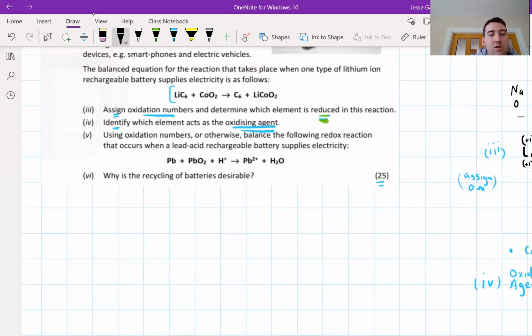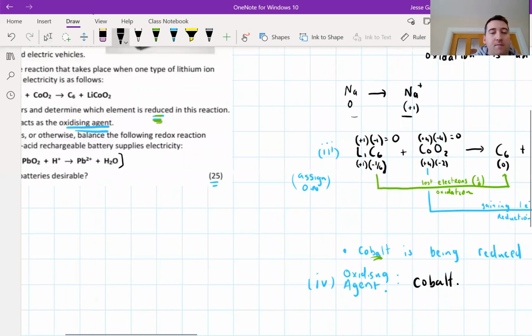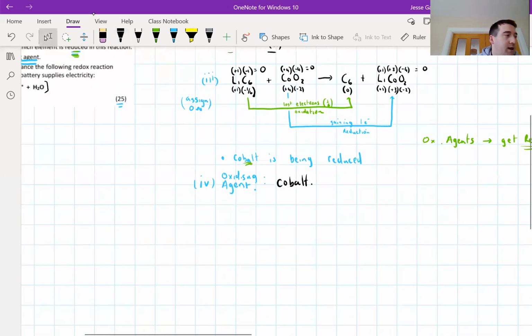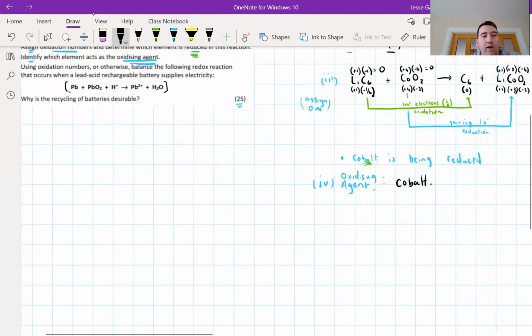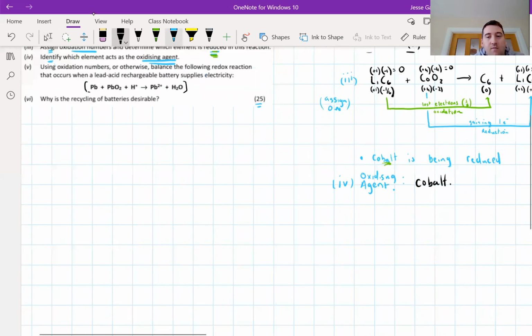Using oxidation numbers or otherwise, balance the following redox equation that occurs when a lead acid rechargeable battery supplies electricity. So here we've got a new equation and we have to use oxidation numbers to balance it. Again, the first thing you're going to do is rewrite out the equation. This is part 5, so we're going to rewrite out the equation.